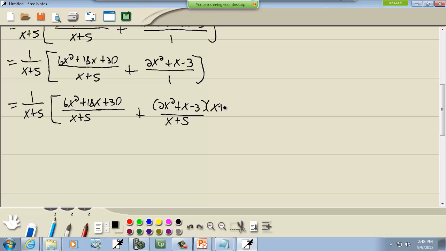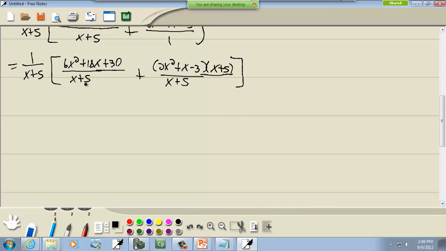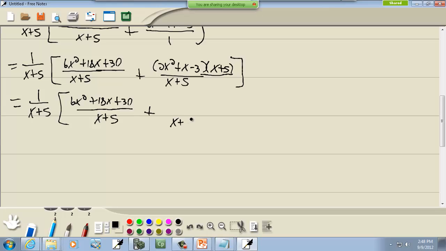Now I made these problems up, so they're probably coming out nastier than the average problem. Let's see, x plus 5. Got 6x squared plus 18x plus 30 over x plus 5. Multiply this through. x times 2x squared gives us 2x to the third. x times x is x squared. x times negative 3 is negative 3x. 5 times 2x squared gives us 10x squared. 5 times x is 5x. And 5 times negative 3 is negative 15.